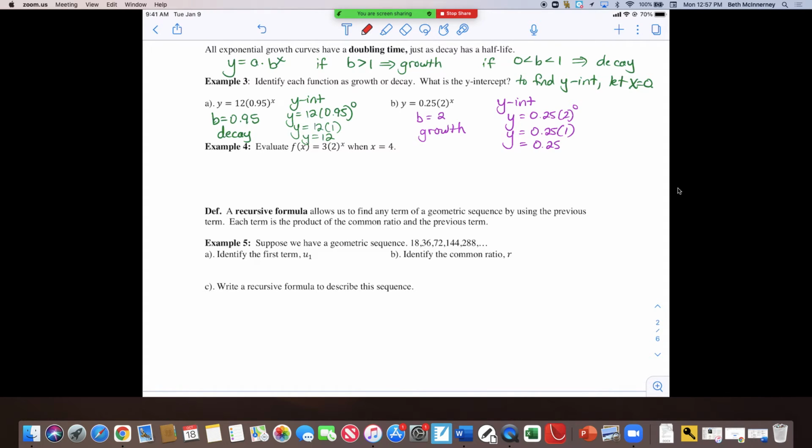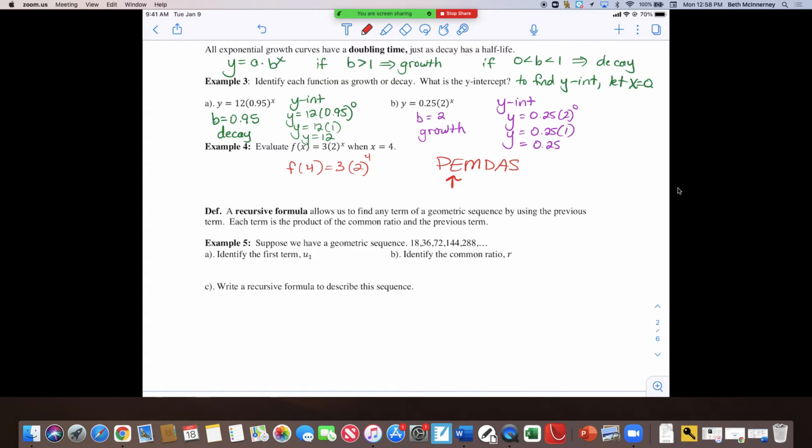All right, example 4. Evaluate f of x equals 3 times 2 to the x when x is 4. Well, we're going to make a beautiful connection to functions that we did in the previous unit. So if I want f of 4, I have 3 times 2 to the 4th. Please write down PEMDAS right here. You do the exponent before you multiply. I saw on the last test, students who multiplied then did the exponent. That goes against order of operations.